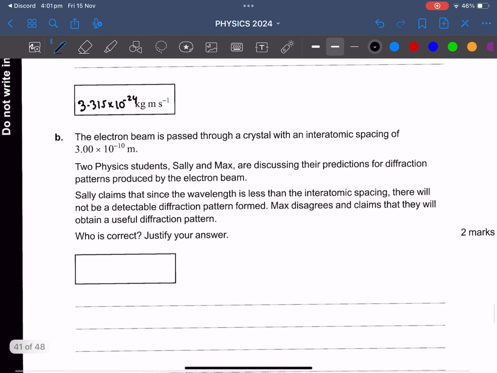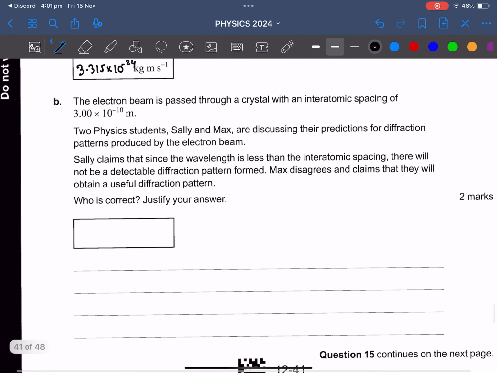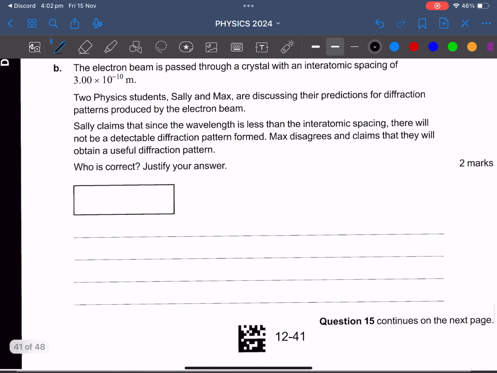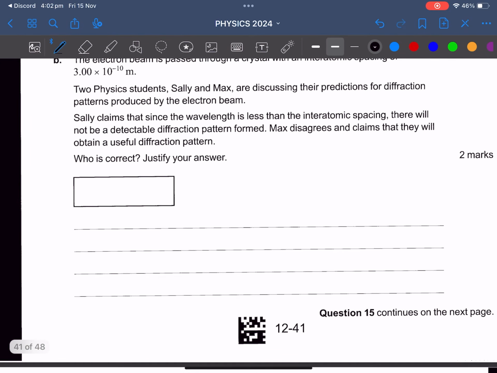The electron beam is passed through a crystal with an interatomic spacing of 3 times 10 to the negative 10. Two physics students, Sally and Max, are discussing their predictions for the patterns produced by the electron beam. Sally claims that since the wavelength is less than the interatomic spacing, there will not be a detectable diffraction pattern. Max disagrees and claims that they will obtain a useful diffraction pattern. So we are basically checking the extent of the diffraction.